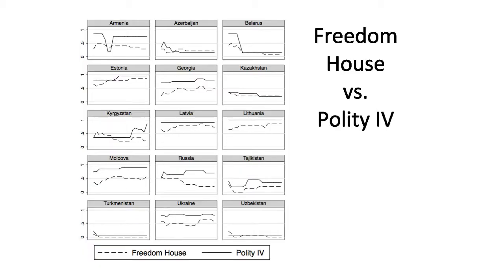And for a few of these, the two indices are completely different. Possibly the most dramatic one being Russia that I showed you earlier. But take a look at Armenia, where there's a huge temporary dip in the Polity score in the mid-90s. But the corresponding decrease in Freedom House is much less noticeable. So this is a problem.